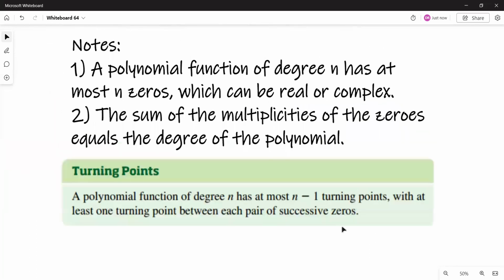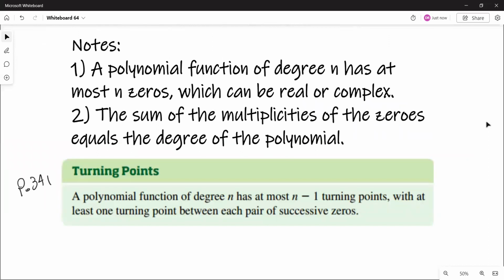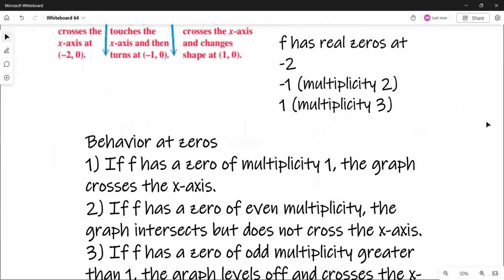So a polynomial function of degree n has at most n minus 1 turning points. It can have less, but it cannot have more than n minus 1 turning points, with at least one turning point between each pair of successive zeros. So let's go back. I'm going to go back from the beginning.